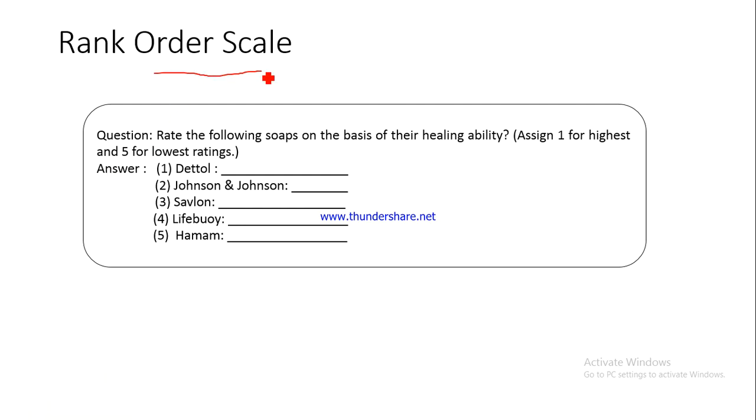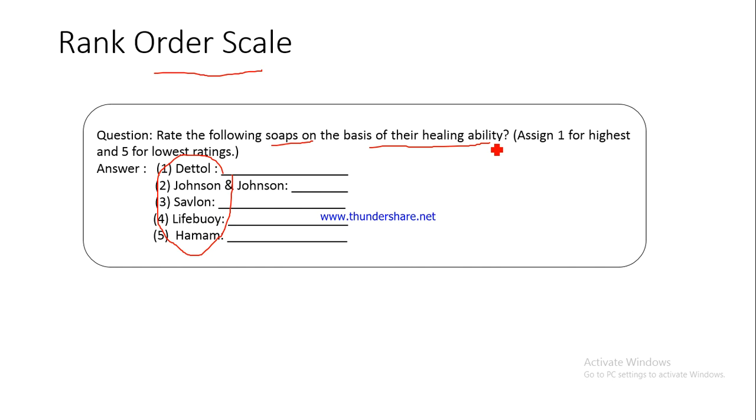Now how is it different from the rating scale? Here you are not asking the respondent to do any rating. What you are asking him to do is basically to rank four or five different options that you have given him on the basis of a particular attribute that you have specified in your question. Now please understand what is happening here. You are asking the respondent to rate the following soaps. These 5 different brands of soaps have been picked up, and you are asking the respondent to rank them on the basis of their healing ability, right?